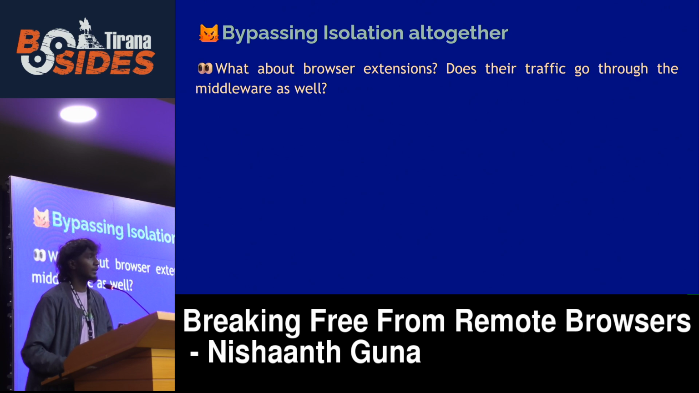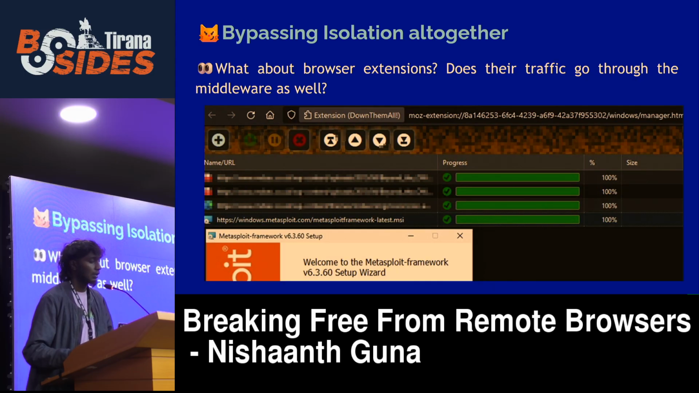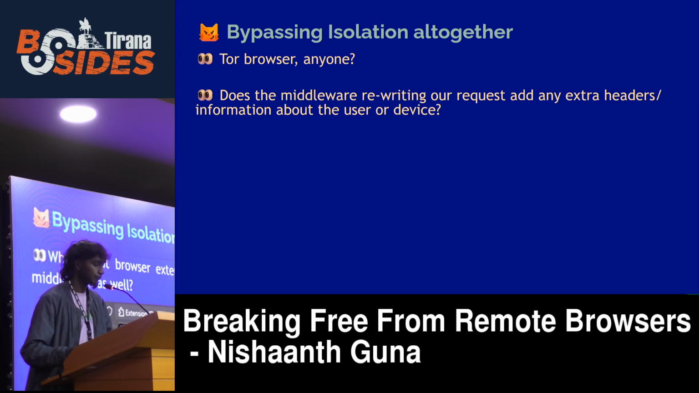And what about browser extensions? We know that all of the browser's traffic goes through the isolation proxy, but what about extensions? Extensions didn't go through the RBI as well, so it would be easy for an adversary to smuggle in or deliver a malicious payload using an extension, since the traffic is not monitored or routed through the RBI platform.